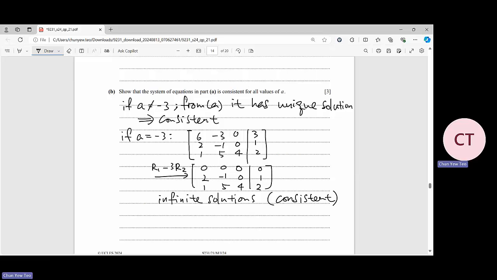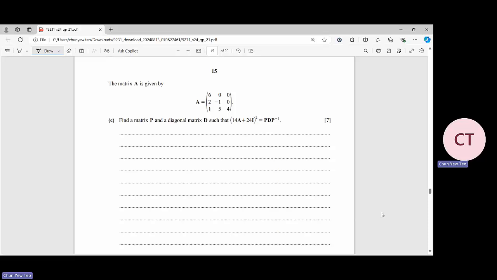So therefore, the system has a unique solution for all values of A. Just like that, done. So for these questions, you have proven that a not equal to 1 and a equal to 1, a not equal to negative 3 and a equal to negative 3, both will be consistent. Okay, so now we move on to question C.